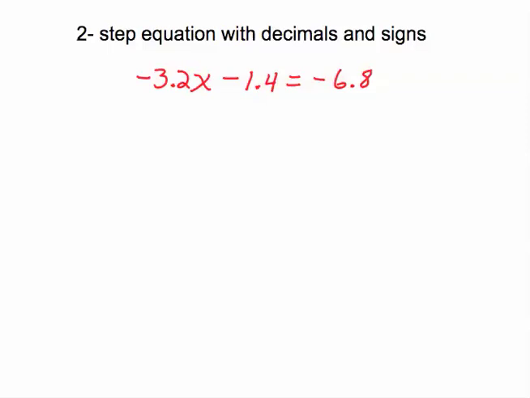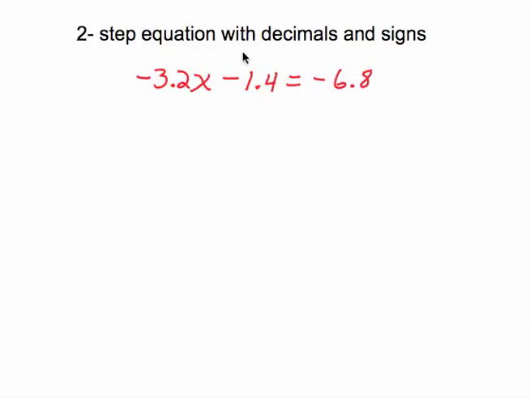Alright guys, this is a two-step equation with decimals and signs. It says negative 3.2 times x minus 1.4 equals negative 6.8. Okay, now again, the goal is to get the variable alone. Now the variable is not alone right now. It is with a times negative 3.2, which you can see basically right here, and it has a minus 1.4.